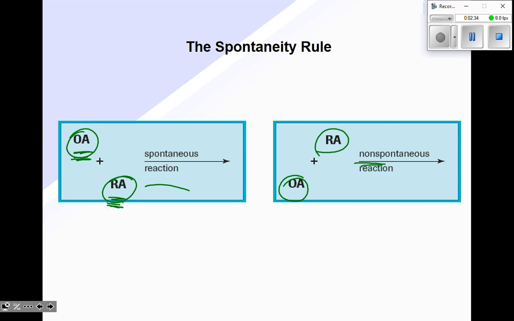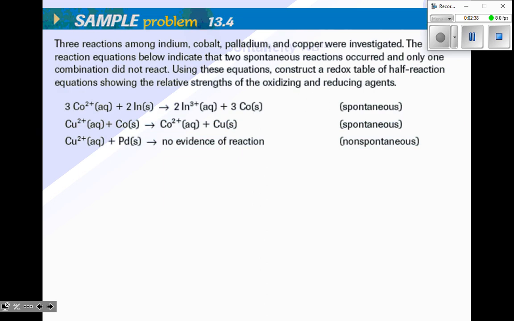We also can look at this backwards and build a redox table from that data to see if something is oxidizing or reducing, if something is spontaneous or non-spontaneous. Then you take a look at your oxidizing agent and your reducing agent, and you plot them, and then you can make a redox table. So let's walk through a few examples.